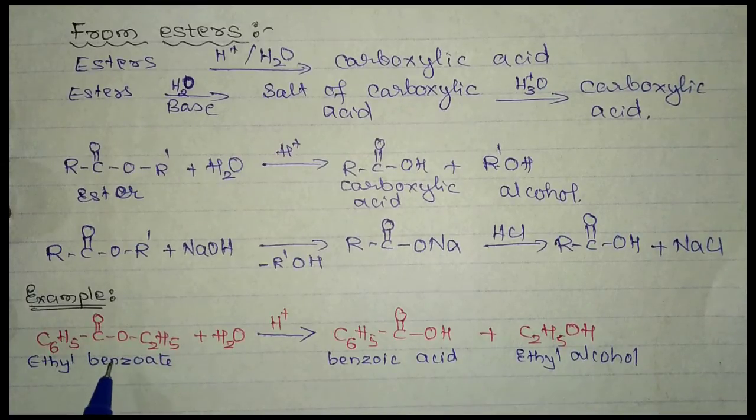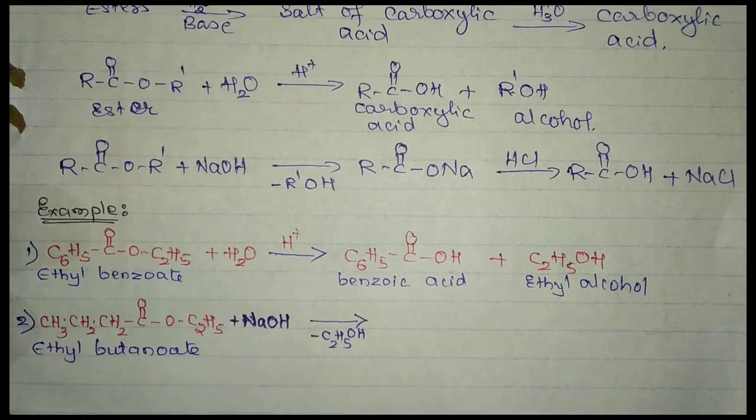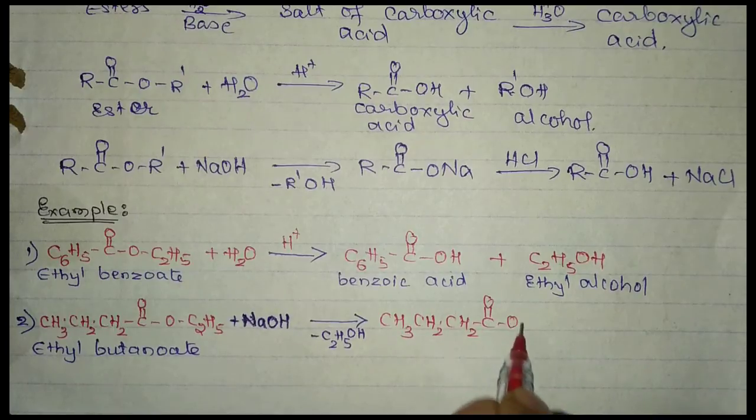Now we'll discuss the hydrolysis of ester in the presence of base, followed by acidification. When ethyl butanoate, CH3CH2CH2COOC2H5, is hydrolyzed in the presence of base, a molecule of alcohol is eliminated and you are going to get the salt of carboxylic acid, sodium butanoate, CH3CH2CH2COONa.